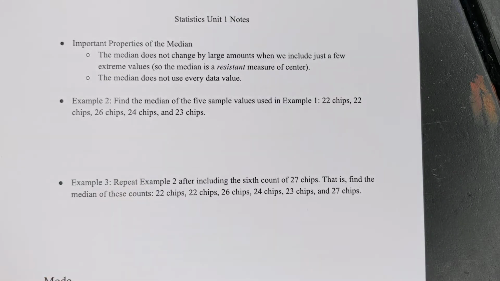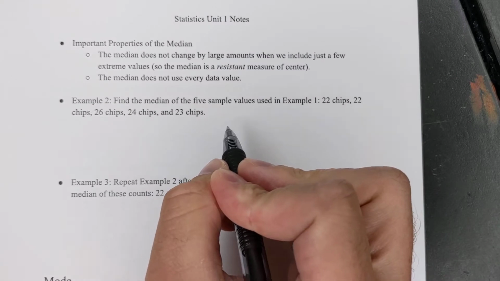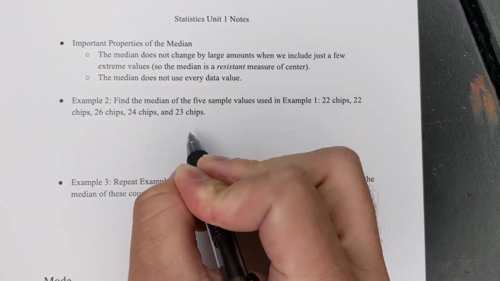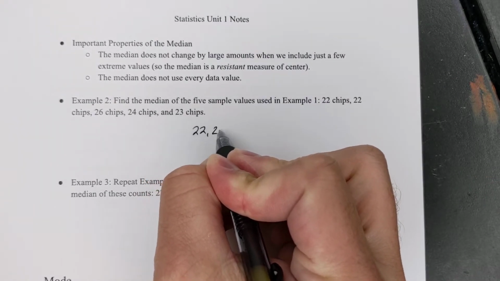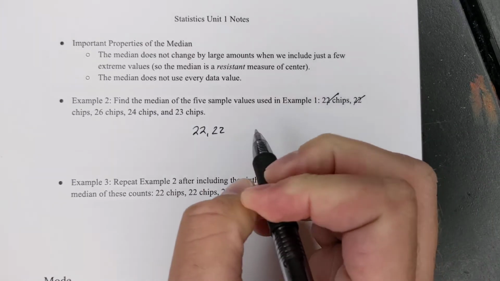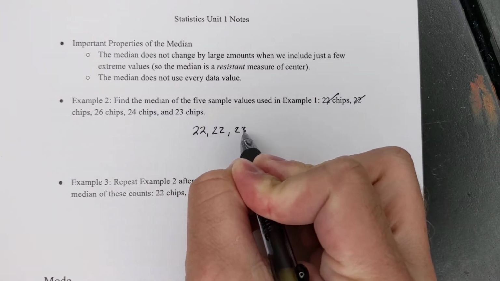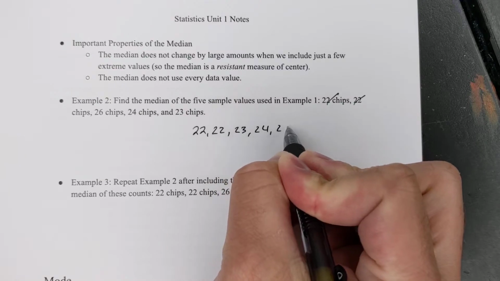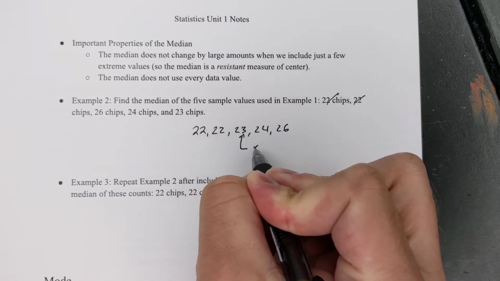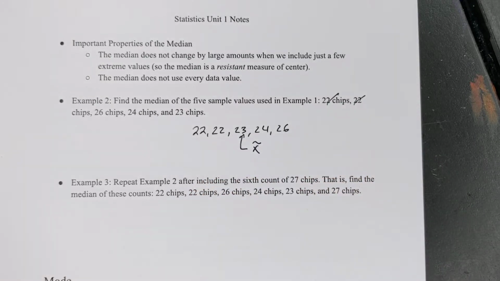So example 2 here, find the median, example 1. So we've got these chips. I need to put them in order. So 22, 22, so let's carry those two. Then the next biggest is 23, then 24, then 26. So that guy is the median. I have an odd number of numbers, so I just pick the middle one.